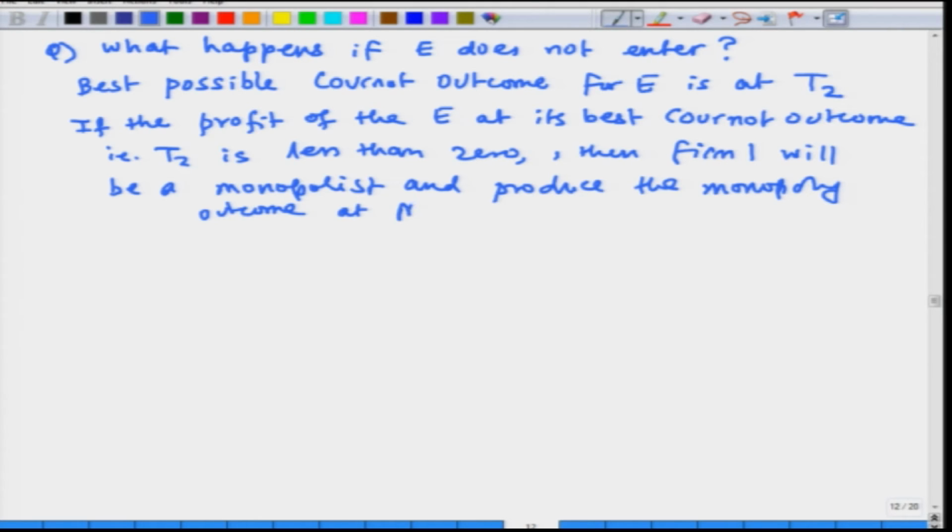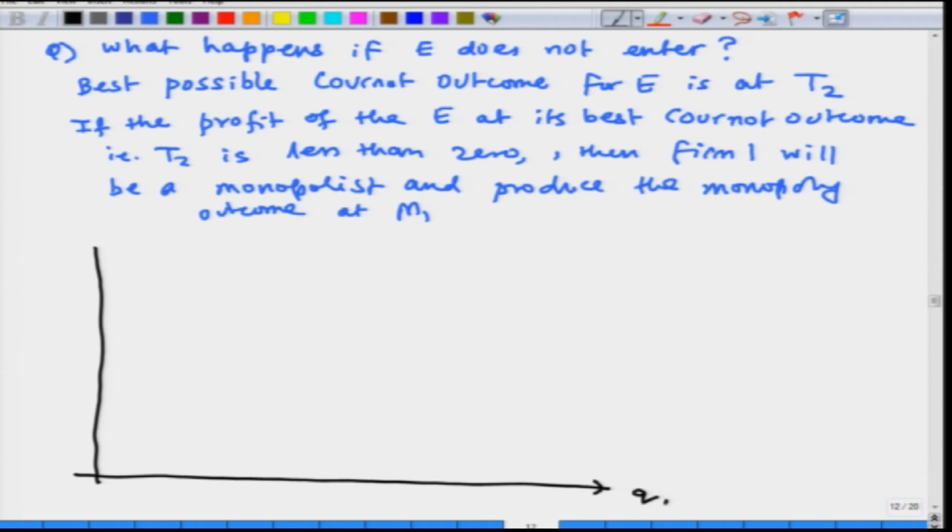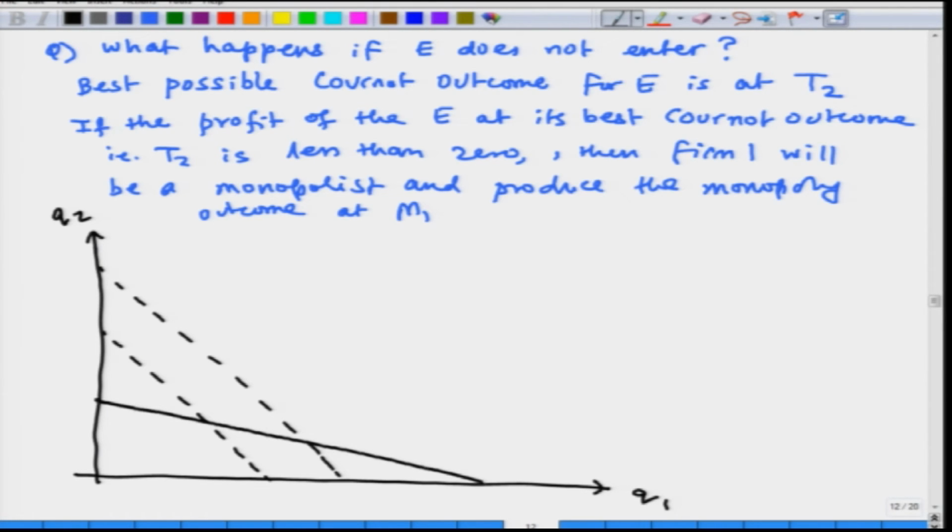So, let us call it M1 and let us depict it first. If we have Q1 and Q2, the best response functions of firm 1 and 2, so this is T, this is V. Firm 2's profit is such that even at its best possible Cournot outcome, its profit is negative. Then firm 1 essentially is a monopolist and will produce the monopoly output at M1.